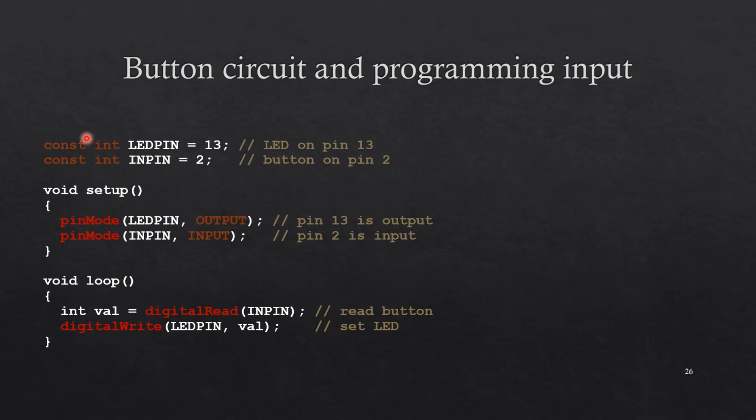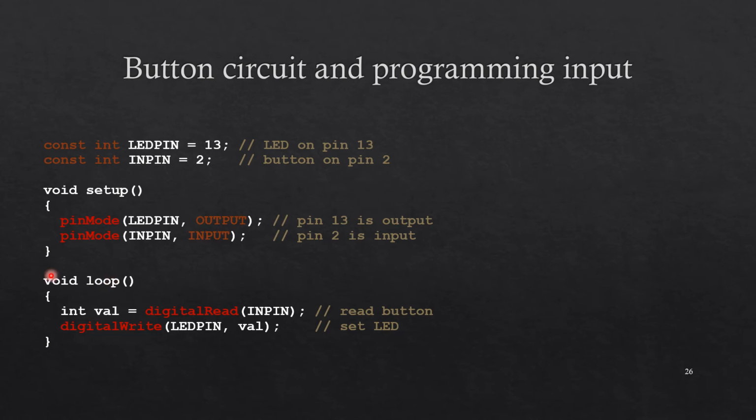This constant is being used to define what pin the LED is connected to. And we have defined another constant which is defining where the button is connected to. In the setup method, we have configured the pin of the LED to be an output, and we have configured the pin of the button to be an input using the input keyword.